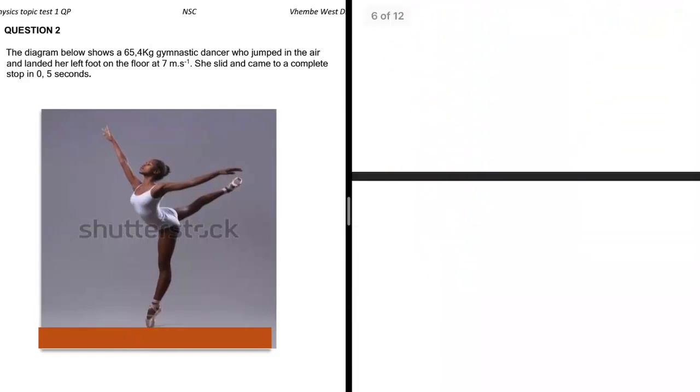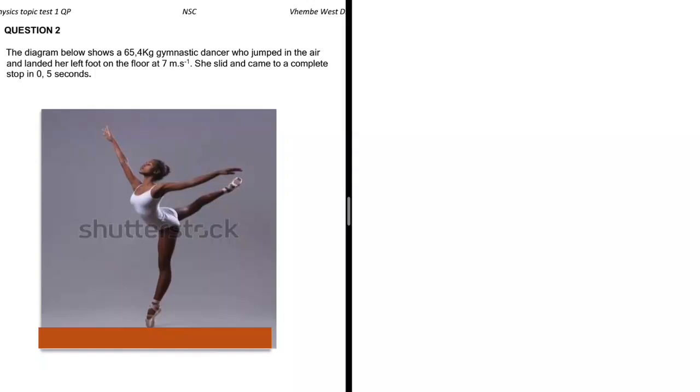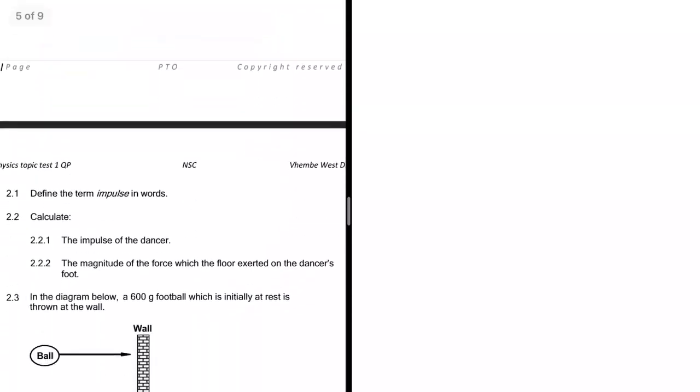Okay. Question 2. Let's take a look. The diagram below shows a 65.4 kg dancer who jumped in the air and landed on the floor at 7 meters per second. She came to a complete stop in 0.5 seconds. Right, let's take a look. 2.1. Define the term impulse in words. Well, I'm going to let you do that.